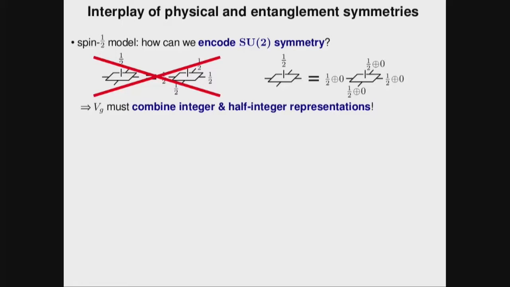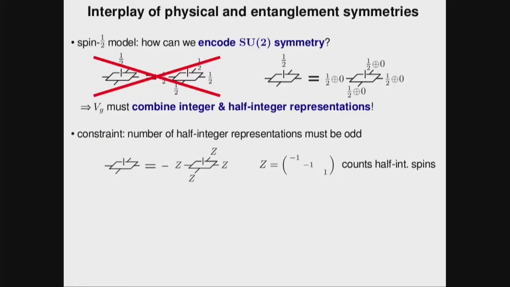Well, first of all, you must combine these guys, but then you must pick an odd number of spin 1/2s. Which means if I write out an operator which counts how many spin 1/2s I have, so it puts a -1 on the spin 1/2 subspace and a 1 on the spin 0 subspace, then my tensor must transform odd under this counting operation. Right? So just from the representation theory of SU2 and the fact that I encode it as a tensor product, I obtain a constraint on the entanglement degrees of freedom.